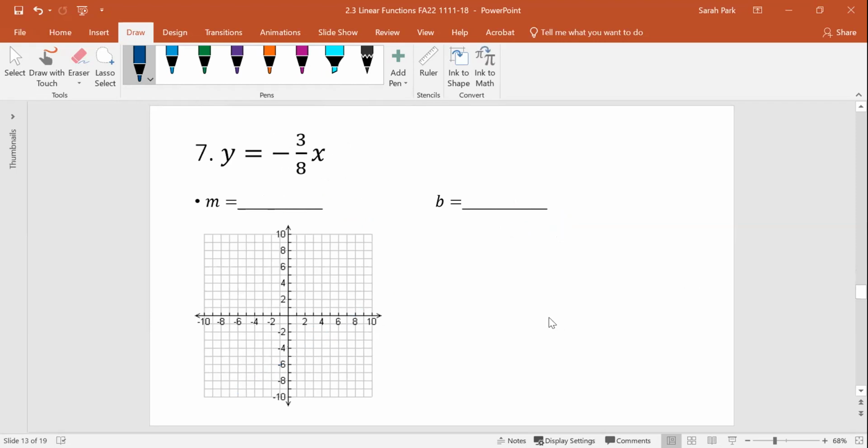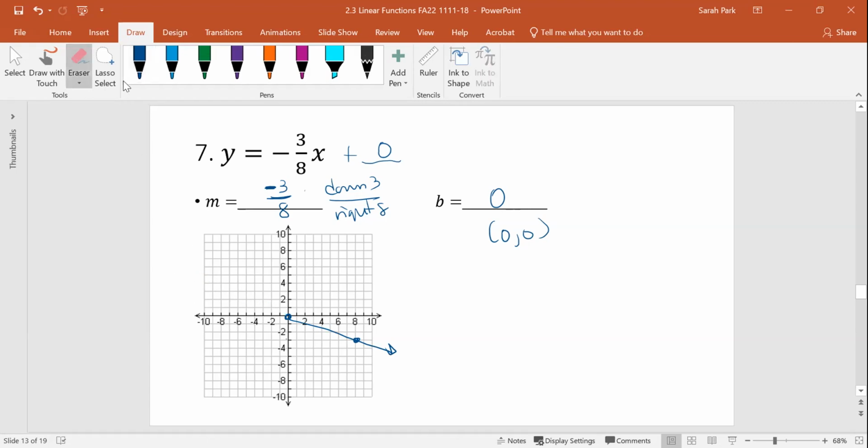Okay, one more, y equals -3/8 x. And you see there's nothing being added here. It's actually 0. So our y-intercept is 0, or (0, 0). Our slope is -3 over 8. Always stick the negative up with the numerator, or your rise. So this would be down 3 over to the right 8. So we start at (0, 0), go down 3 over 8. I'll just connect those 2 points. Let me make this more accurate.